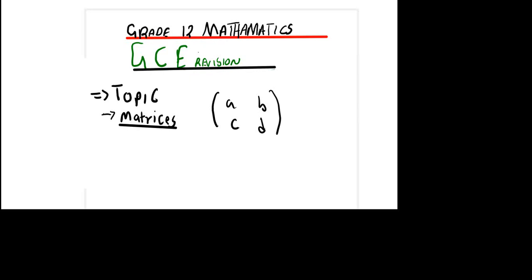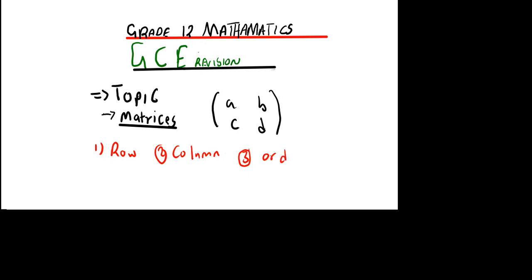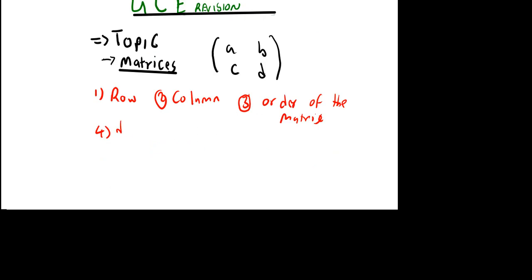The first thing that you're supposed to know is number one, how to find the row. Number two, how to find the column. Then number three, how to determine the order of the matrix. Then number four, how to determine the determinant. Then number five, we should also know how to determine the inverse.